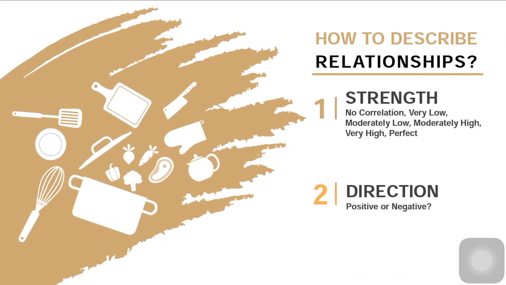Now, how do we describe relationships? Relationships through correlation analysis, the method, can be described through strength and direction. We will have that in our next video.